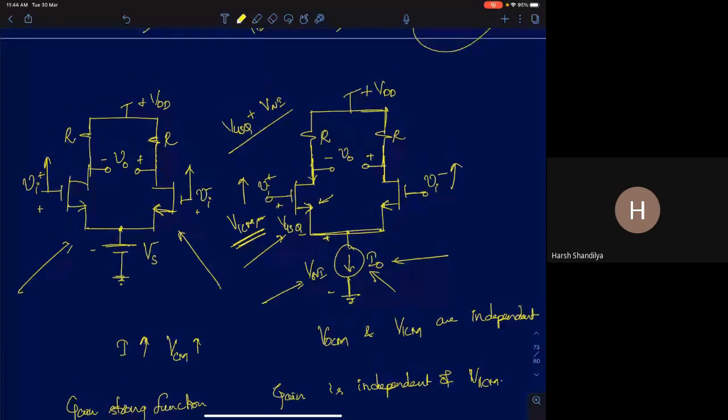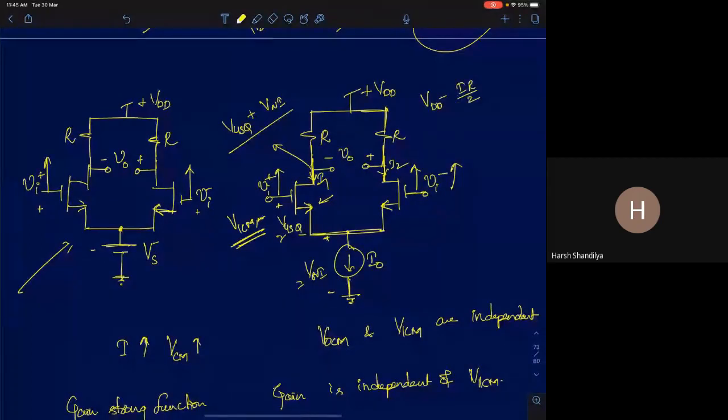And as you keep increasing both the common mode inputs, what will happen to the drain current in the circuit? Will the drain currents I1 and I2 change? I1 is the drain current in this device, I2 is the drain current in this device. Drain currents will not change; they will remain the same. If the drain currents remain the same, the drain voltage also remains the same. The drain voltage is VDD minus IR by 2. That follows directly from the common mode response, because ACM is 0 for the circuit, so both the drain voltages will not change.